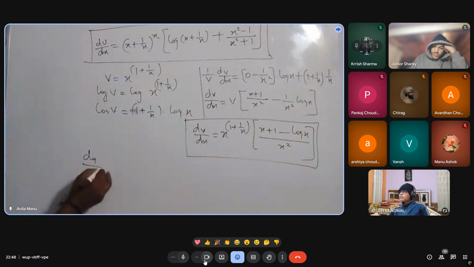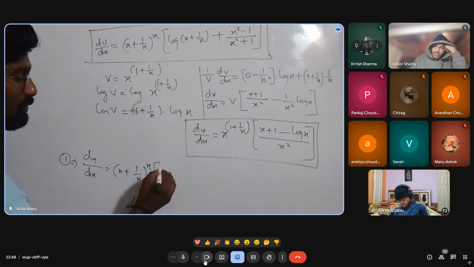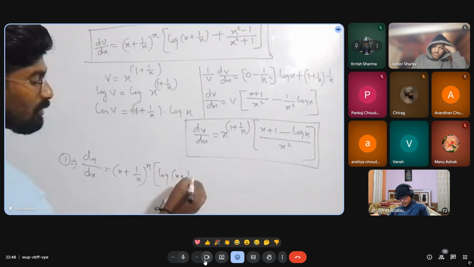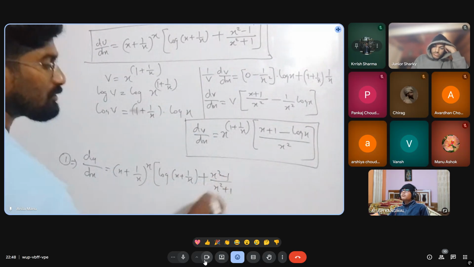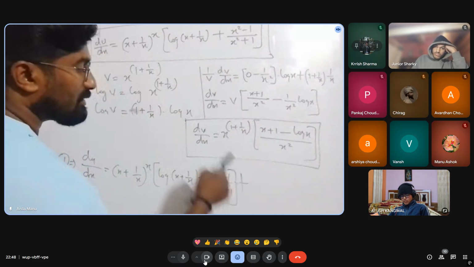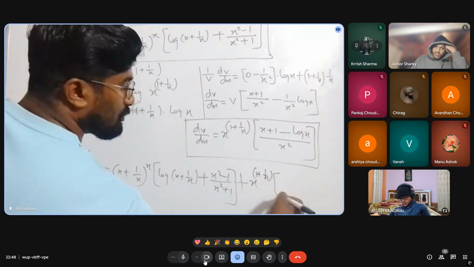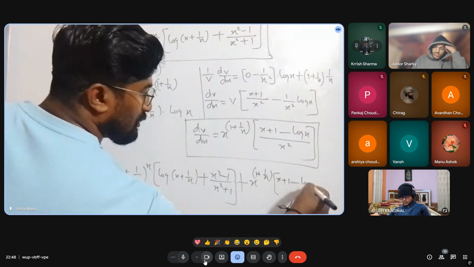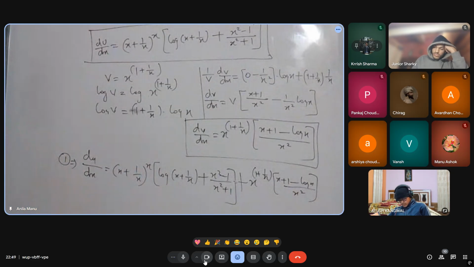So therefore equation number 1 implies dy by dx is equal to x plus 1 by x raised to x into log x plus 1 by x plus x square minus 1 divided by x square plus 1. This is your du by dx. Then plus dv by dx, this one, just write down this one, x raised to 1 plus 1 by x into x plus 1 minus log x by x square. Is it clear all of you? Yes, sir.